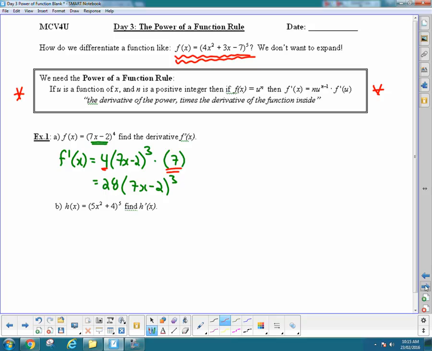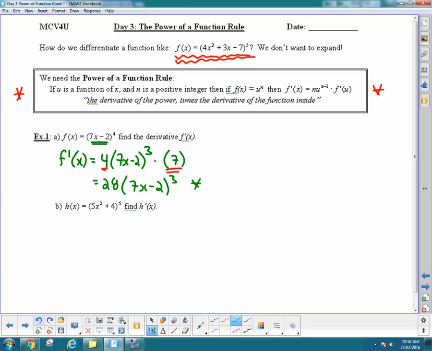We can't rainbow this 4 because it's being raised to the power of 3, and BEDMAS tells me I have to do exponents before I multiply. So I can't rainbow anything there, so that doesn't help us. Same with after I get the 28, I can't rainbow the 28 in because, again, it's being raised to the power of 3. So that's as far as we can go, and that is the derivative.